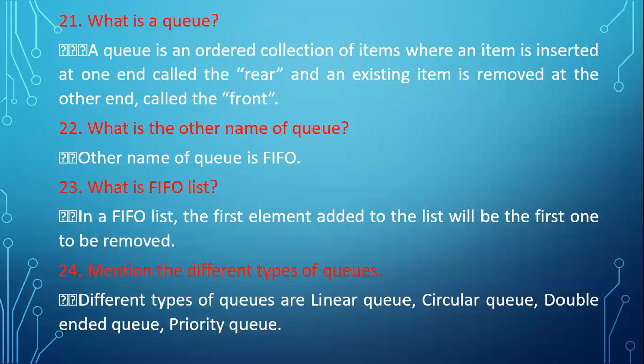Then question number 24. Mention the different types of queues. The different types of queues are linear queue, circular queue. For linear queue, sometimes we call it simple queue or only queue, then double-ended queue, that is DQ, then priority queue.